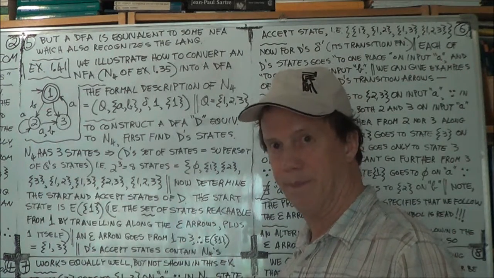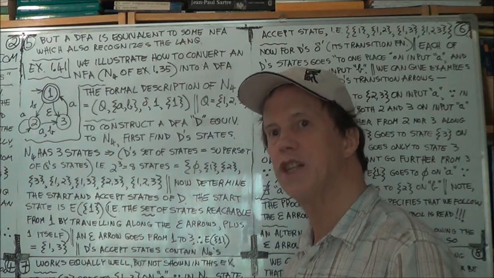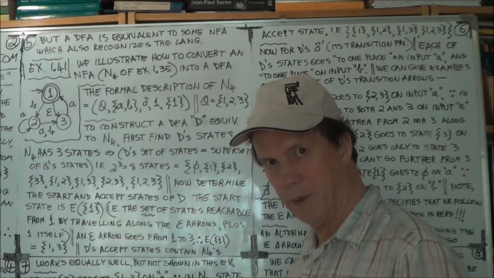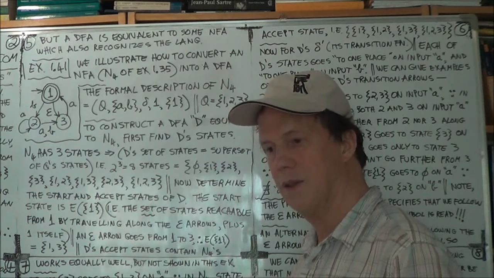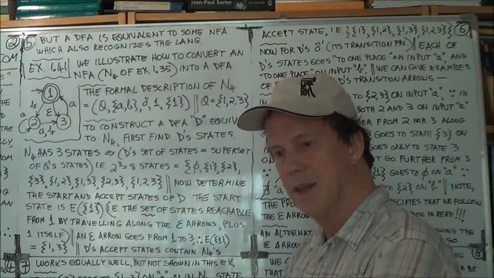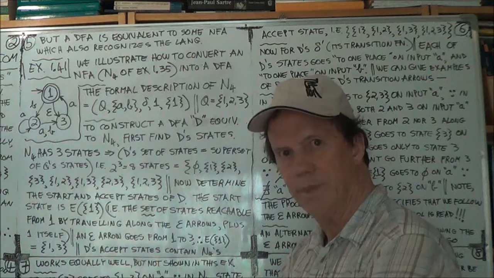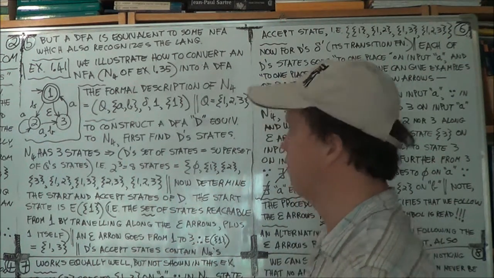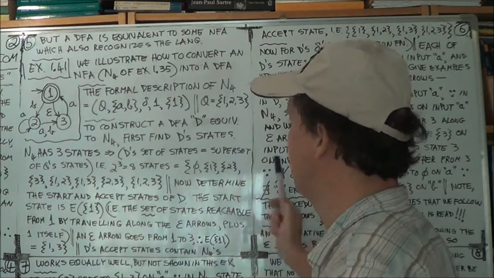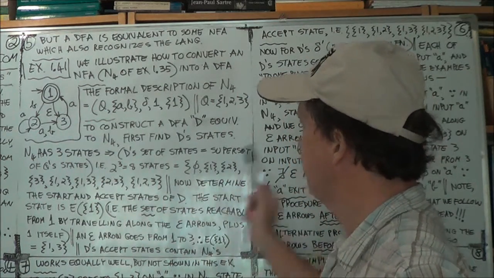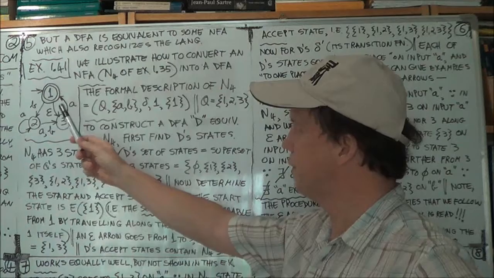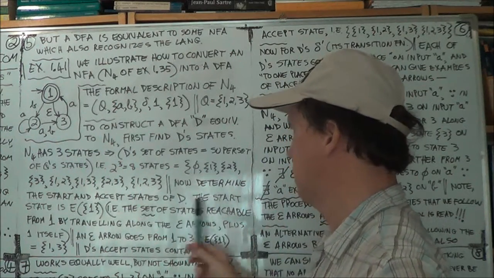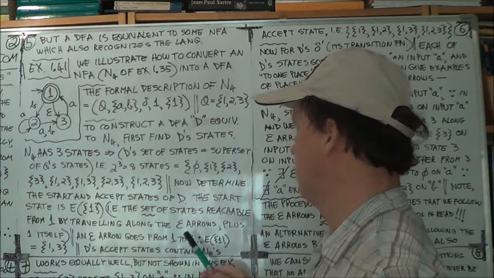So Q dashed is the power set. Follow me? Q dashed, the set of states in your D, is the power set of Q. And here they are, the 8. Okay, so we found the states of big D. Now, how about the start state?